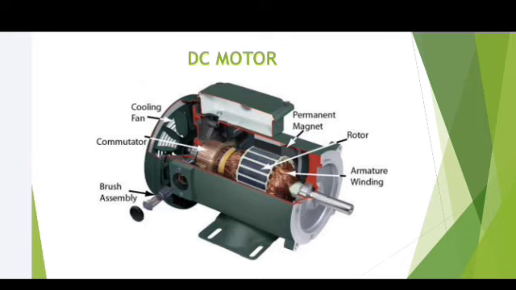So under the DC motor, we have the cooling fan, we have the commutator, we have the brush assembly, we have the permanent magnet, we have the rotor, we have the armature winding. So here we are hearing about another armature again. In the alternator, we also have an armature.